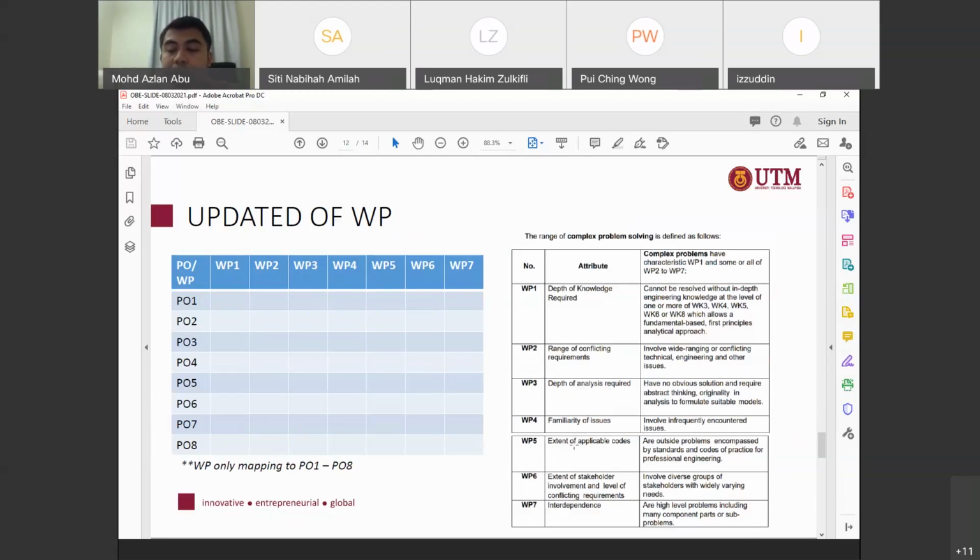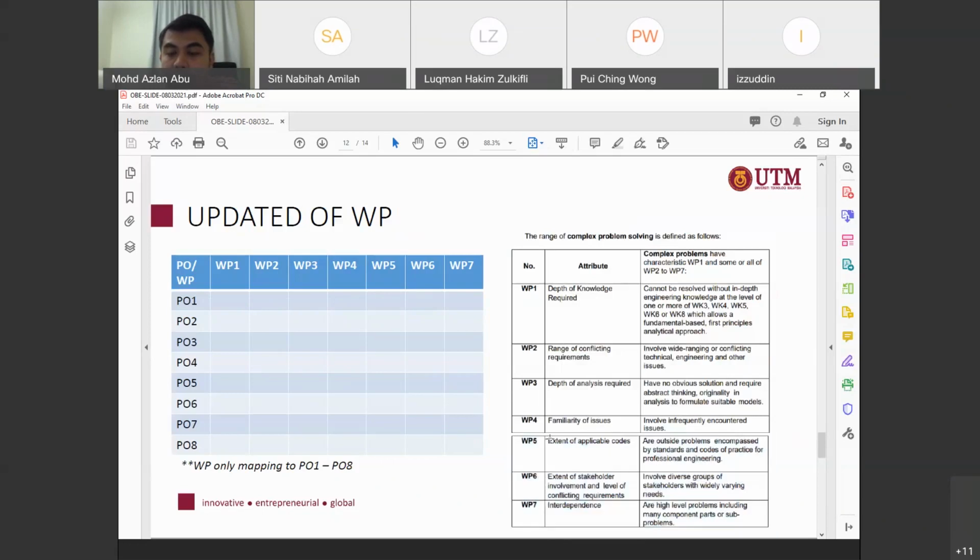WP5, extent of applicable codes, where you use the standard to solve your problem. For example, you want to design a microcontroller or Arduino system based on standards by IEC, IEC standard or MS or ISO standard. I believe you learn standards in your IDP and so on, or in your professional ethics course. So when you solve the problem, you need to use your standard to design the system.